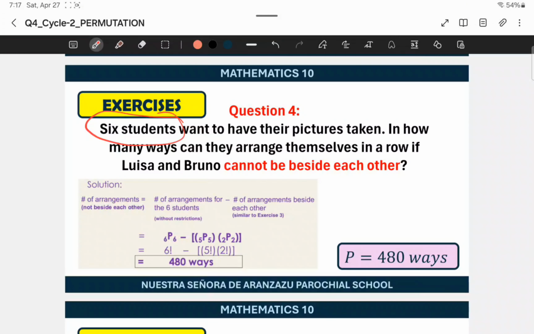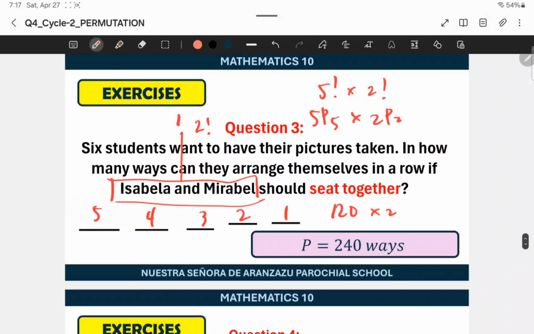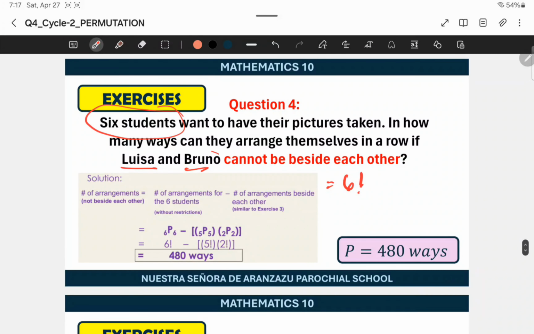Hindi natatanggal. Okay. So, that is 6 factorial or 6p6. Tama ba? Kapag in-arrange natin yung 6 students. Then, after nyan, kunin mo naman yung arrangement na magkatabi si Luisa and Bruno. Kapag magkatabi si Luisa and Bruno, it deals with the same problem na magkatabi si Isabella and Mirabel. So, ano bang ginawa natin kanina? So, dito, si Luisa and Bruno will be counted as 1 and ilang arrangement na lang ini-involve natin? So, 5. So, isusubtract mo yon dito kay 6 factorial.